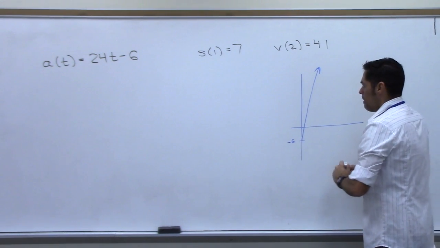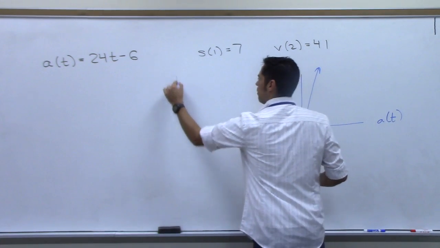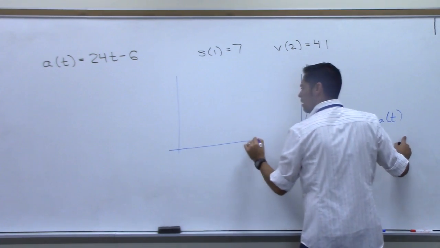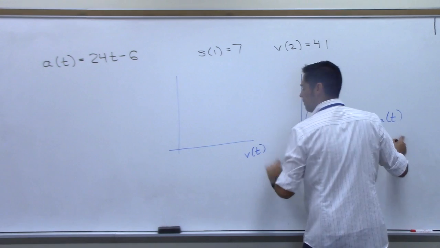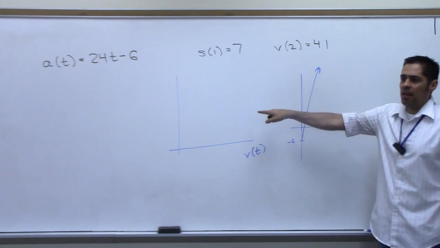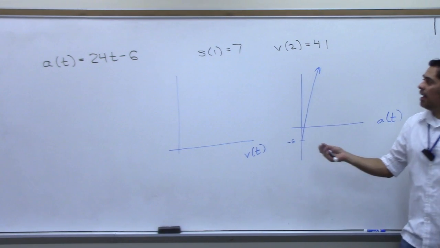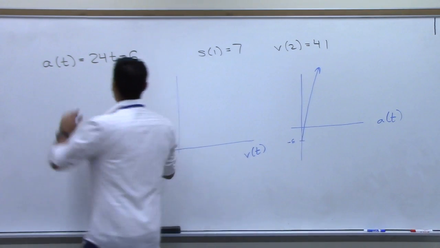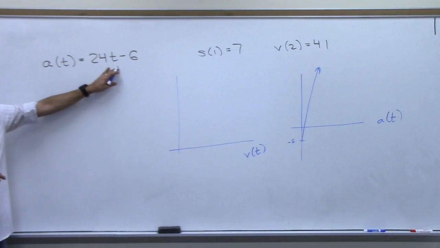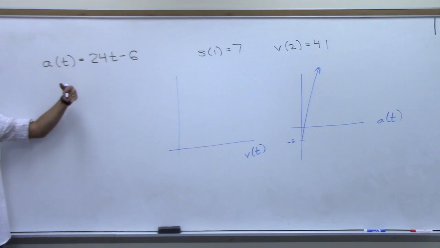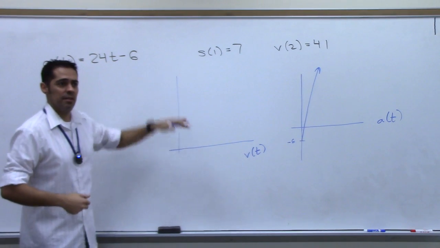Now, I'm going to try and go backwards from that to get the velocity function. And we know that when we go backwards to get this, it's going to be a whole family of functions. And they're actually going to be a bunch of parabolas, aren't they? Because this is a linear function. Antiderivative should take us back to parabolas. So it's all these parabolas in here.